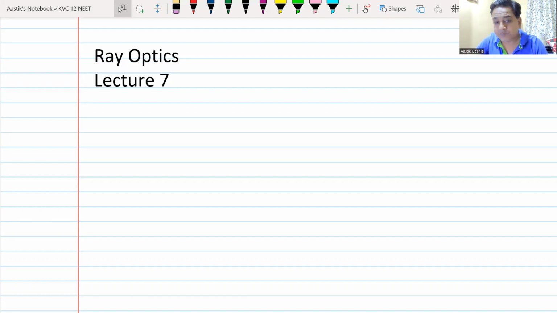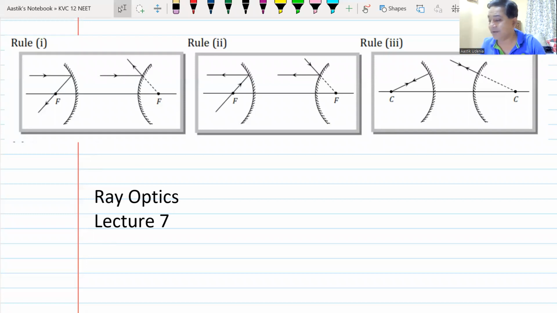Just to make you recollect what we had done in the previous class, I had shown you these three rules: rule number 1, rule number 2, and rule number 3. Yes or no? Do we remember them? Today, we will go ahead and just write these rules. It is not important for you to even write it. If you know these rules, you may not have to draw the ray diagram even. I am sure that you know these rules.